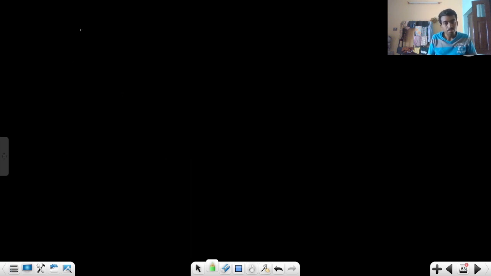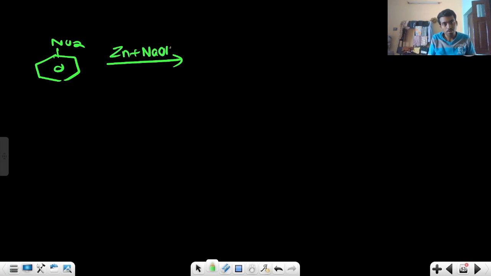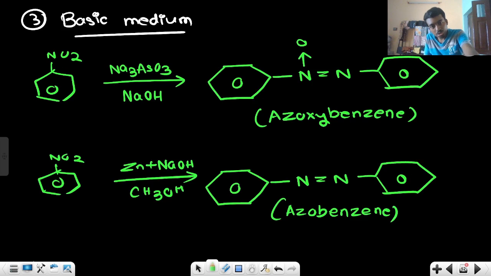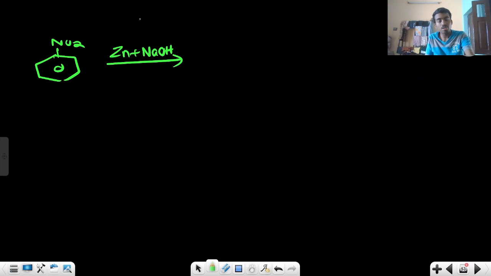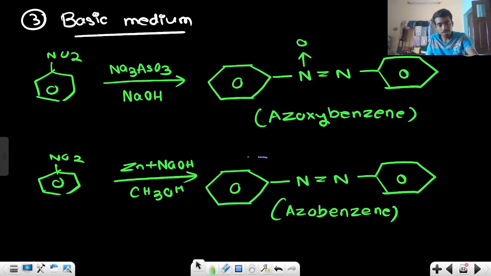Okay? Another reaction is there. NO2 in presence of only zinc and sodium hydroxide. The last reaction you see, zinc plus sodium hydroxide in presence of methanol, was in presence of base. Here it is zinc plus sodium hydroxide, nothing else, only this much. This becomes a presence of base, right? So this will form. Let me just copy this.